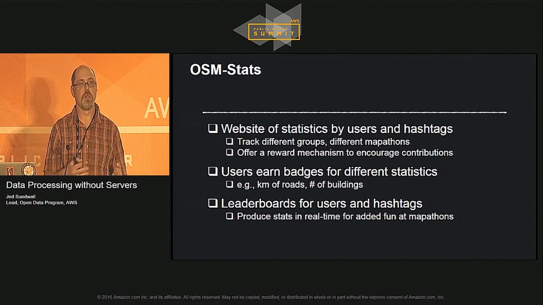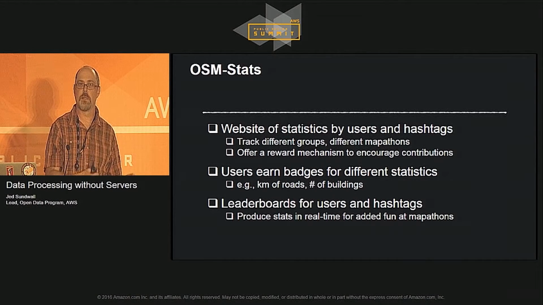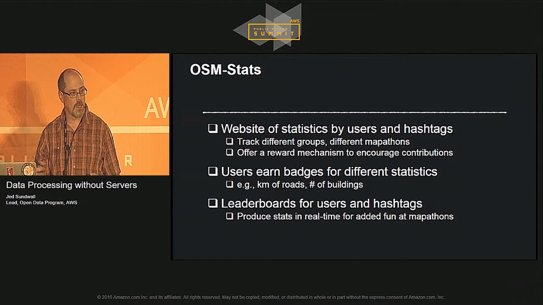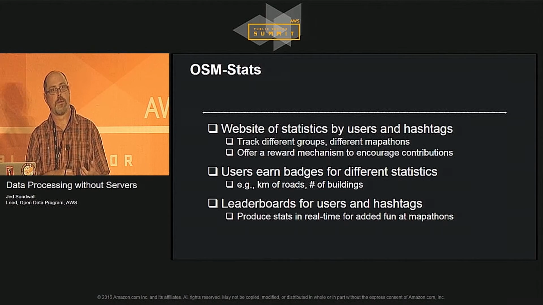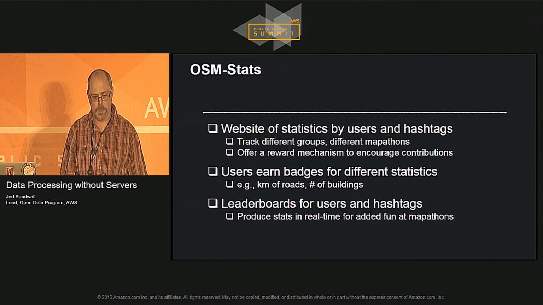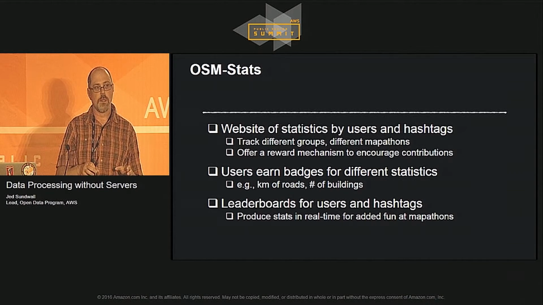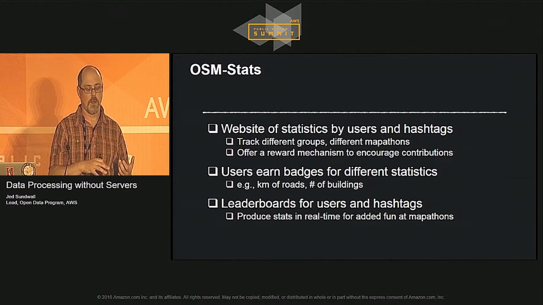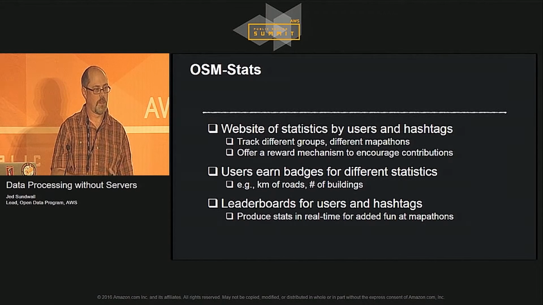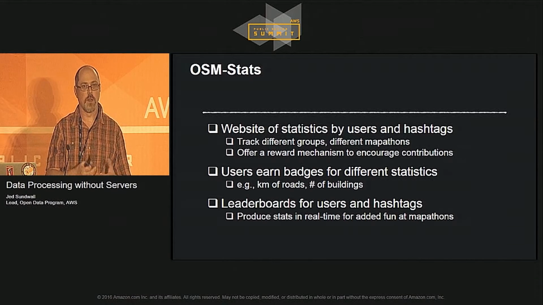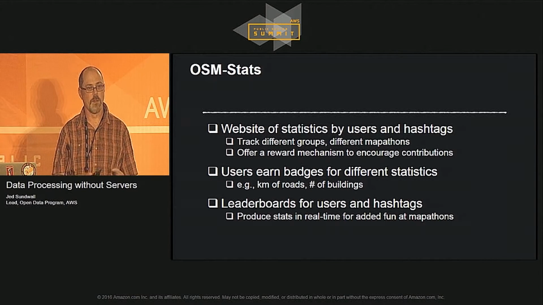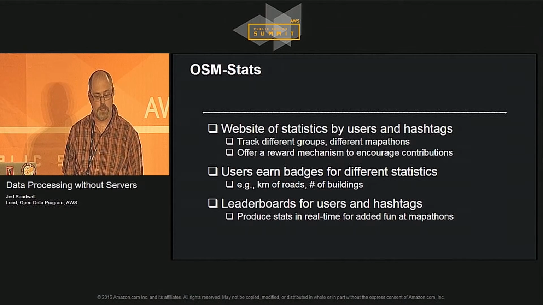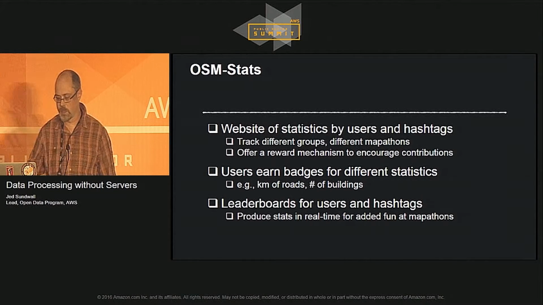When you make a bunch of changes to the map, you make a commit when you're done, and you can include a bunch of hashtags in there, and that identifies whatever it is that you want to include. So the OSM Stats website would offer a reward mechanism for encouraging people to map more. You can earn badges and stuff like that, just like all those little games you play on Facebook. And we'd have leaderboards for users and hashtags. So this was the original idea.